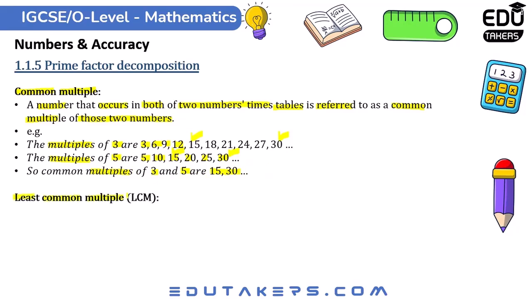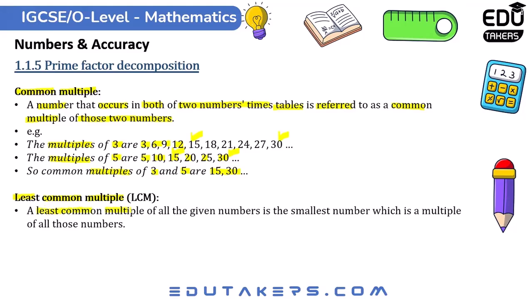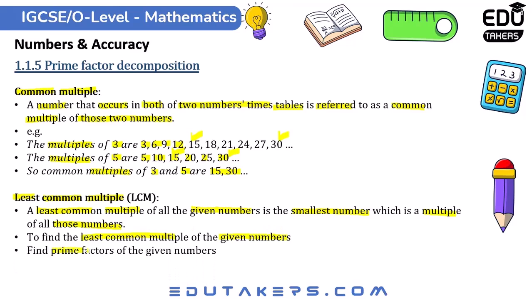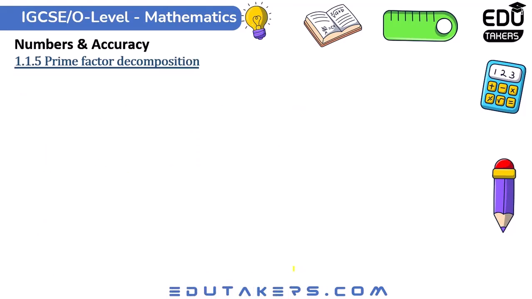Least common multiple. The least common multiple of all the given numbers is the smallest number which is a multiple of all those numbers. To find the least common multiple of the given numbers, find prime factors of the given numbers, list all the prime factors, then multiply the common factors and non-common factors together.